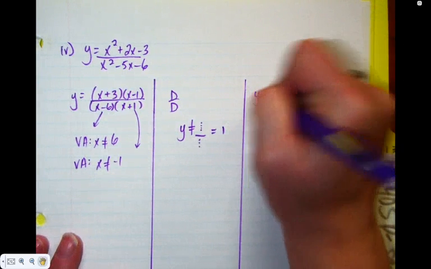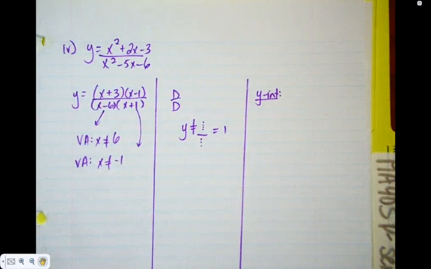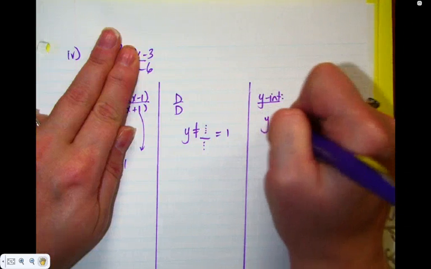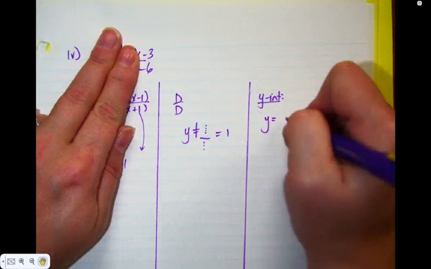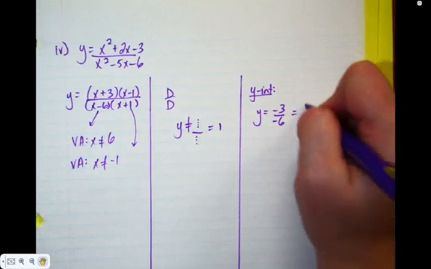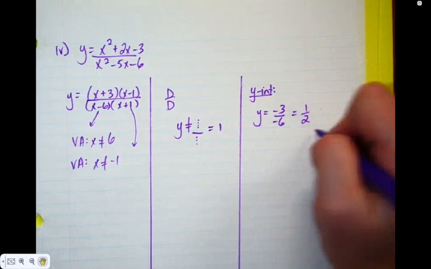Y-intercept. Ignore or cover everything with an x. What's left? Negative 3 on the top. Negative 6 on the bottom. Reduce it. Positive a half.